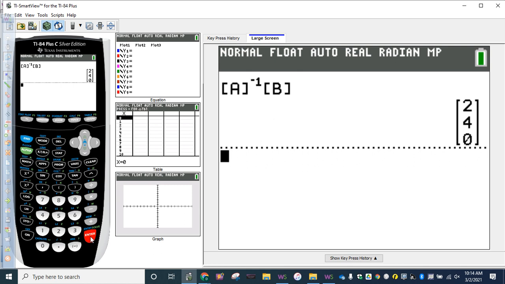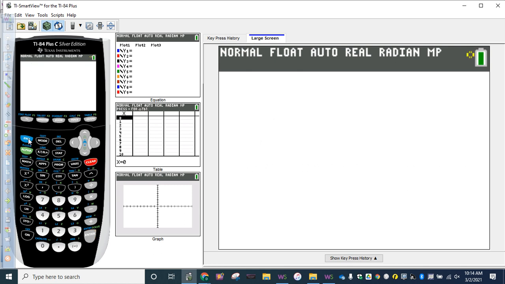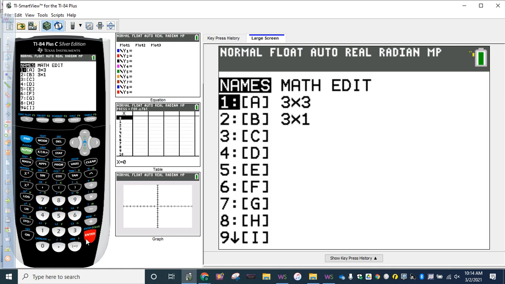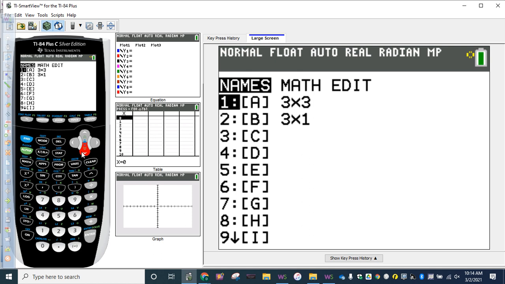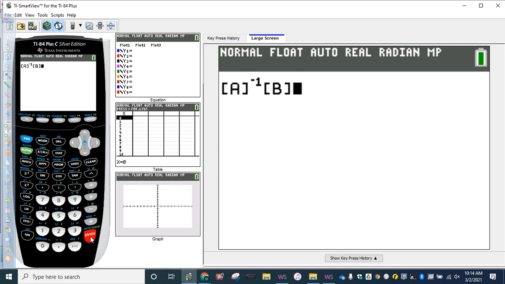Questions? I did something wrong. So what happened? I got the negative 1. I'll just clear it out and do it again. So we go second, x to the negative 1, enter, and then I just hit the x to the negative 1 button. Okay. And then second, x to the negative 1, down to B, and then enter twice. Yeah, I'm not getting what you got.